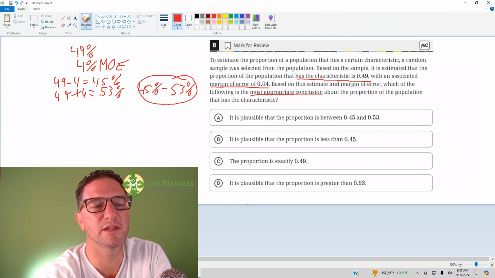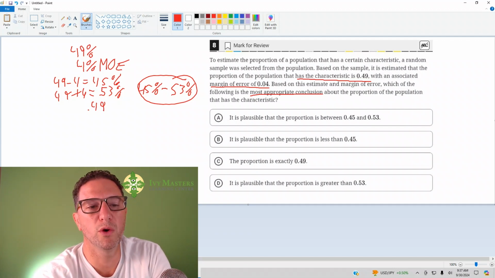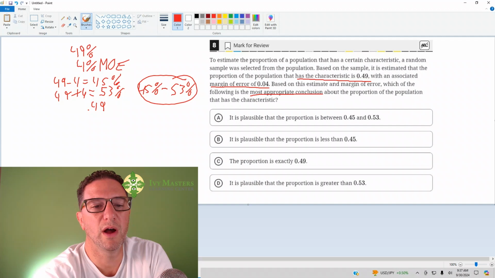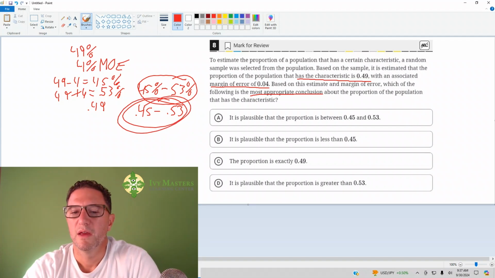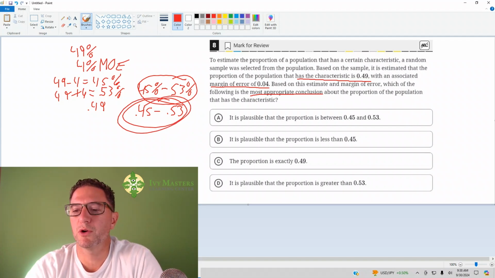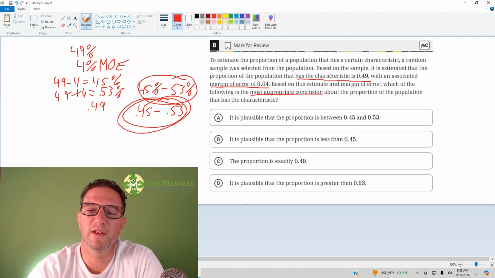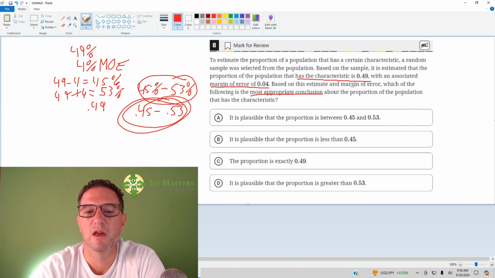We want to take that with us to the answer choices, but here we're using decimals. So instead it's 0.49. And then if you added 0.04 to it, you get 0.53. If you subtracted 0.04 from it, then you'd get 0.45. So we're talking about 0.45 to 0.53. This is really the problem, this one right here. So answer choice A, it is plausible that the proportion is between 0.45 and 0.53. That sounds like a fantastic answer.